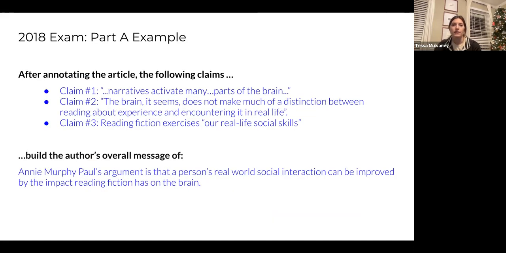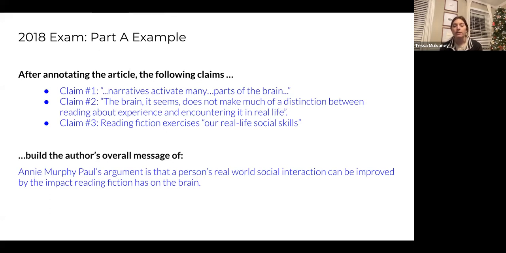Okay, so let's think about one of the AP exams that you have practiced in the past. This was in September, so it was a long time ago, but I think this will jog your memory a little bit. After you annotate the article, so when you looked at the one called Your Brain on Fiction, I think was the article. So the way that our brain responds when we read fiction pieces.